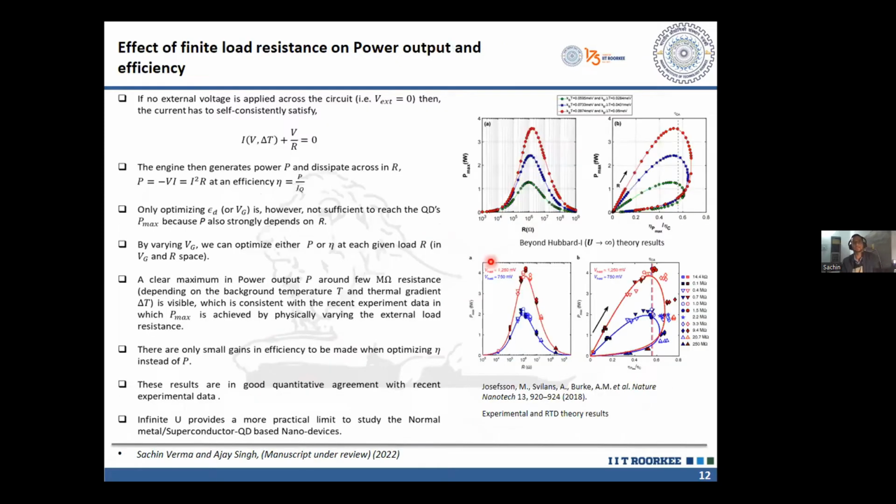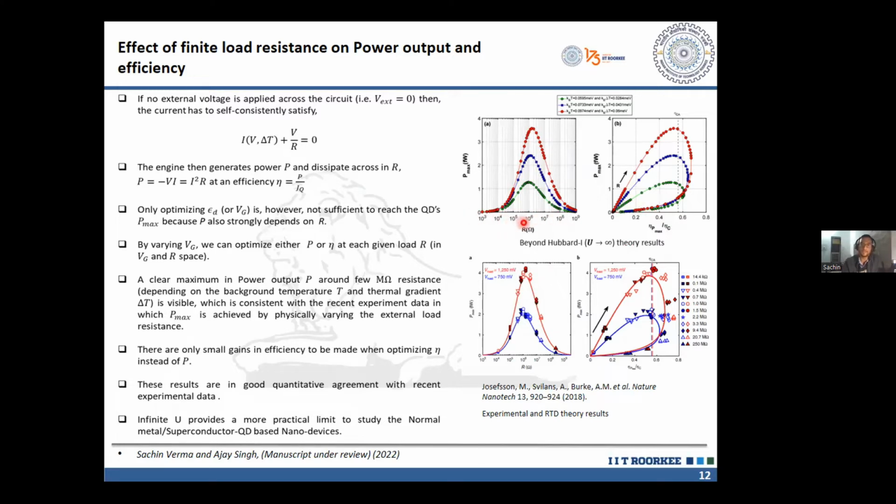Okay, now let us compare the results with the experimental results. As I told you previously, in case of a finite load resistance in the external circuit, the condition becomes something like this. It's just Ohm's law. So we have to solve this equation to calculate this thermovoltage and then the power output and the efficiency. So we have calculated this maximum power output and corresponding thermoelectric efficiency as a function of this load resistance.